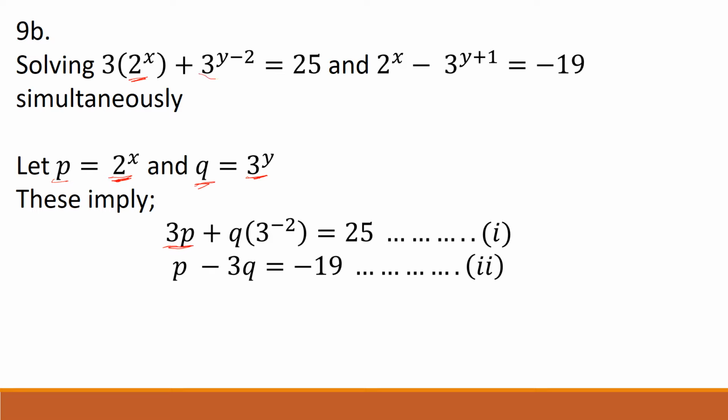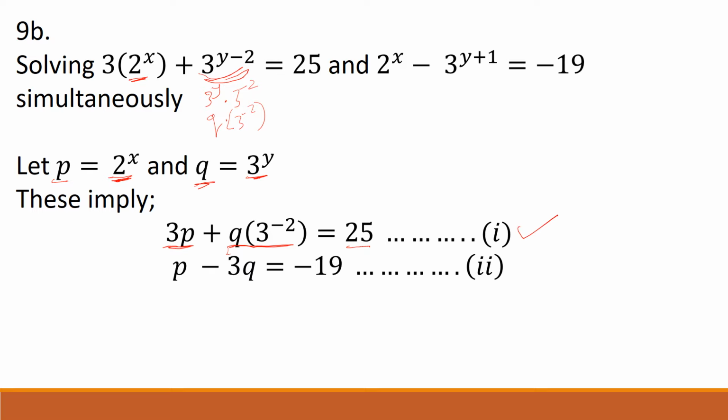And then for this particular 3 raised to power y minus 2, this is it: 3 raised to power y times 3 raised to power minus 2. And remember, 3 raised to power y is q, times 3 raised to power minus 2. So this is it here. Okay, so substituted, and then all is equal to 25. So we have our equation 1.